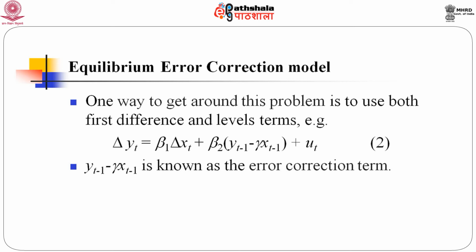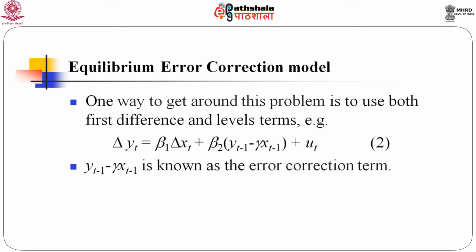So, here you can see that you can have ordinary regression on equation 2, where delta yt is a function of delta xt and the error correction term, because all of delta yt, delta xt as well as the error correction term are I0, integrated series of order 0. This is known as the Granger representation theorem, and the Granger representation theorem shows that the co-integrating relationship can be expressed as an error correction model.